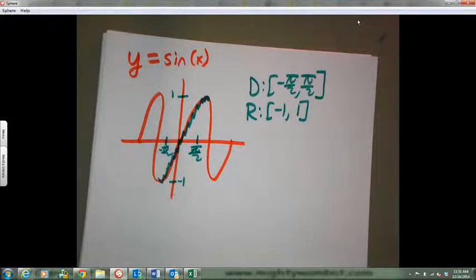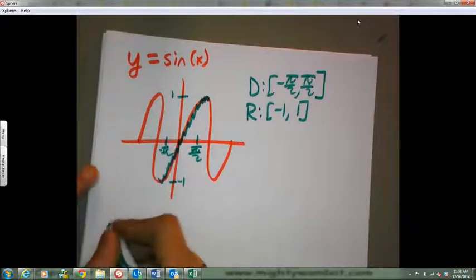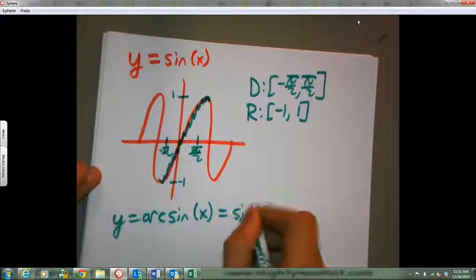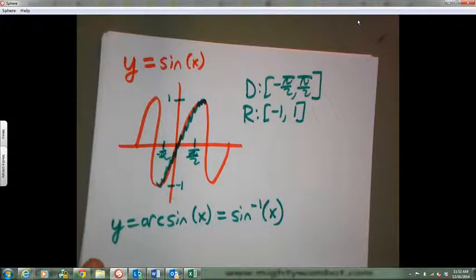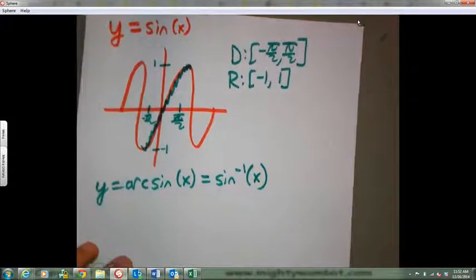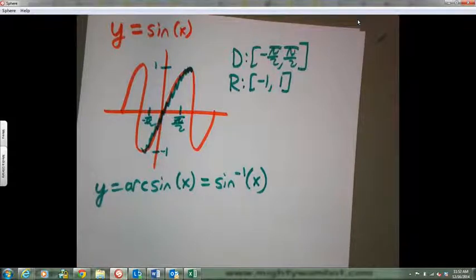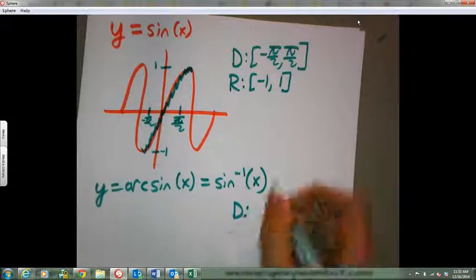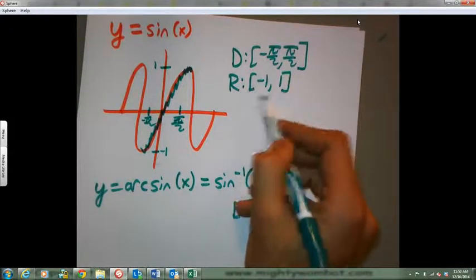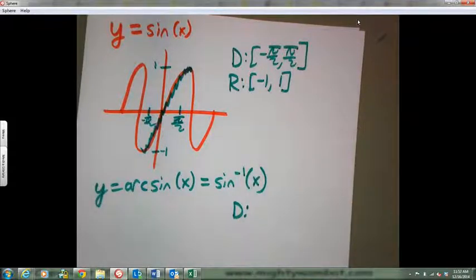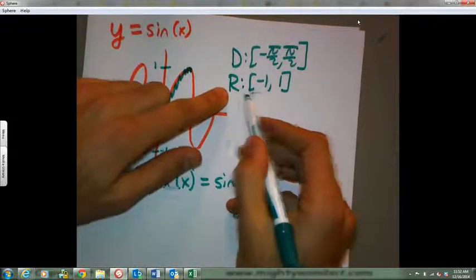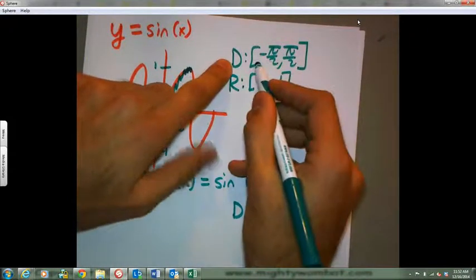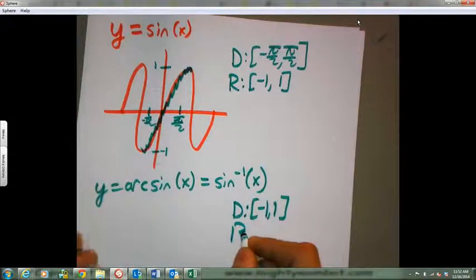So, the question is, how do we draw the graph of this? Well, at a minimum, I know the domain of this must be the range of the original because the x and y values just switch. So this used to be the range, now it must be the domain. This used to be the domain, now it must be the range.